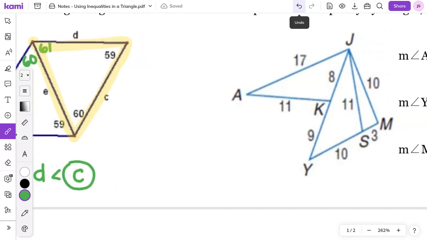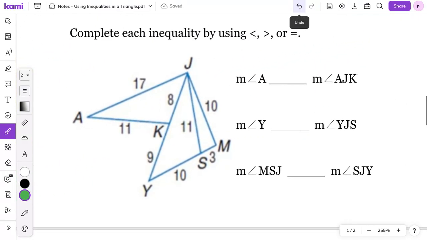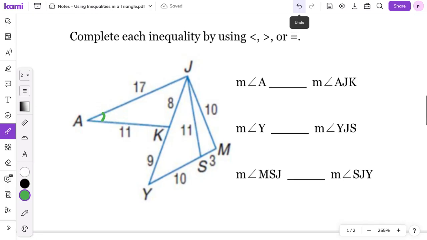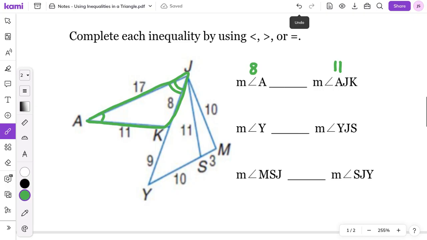All right, let's go with the converse of the theorem and find a way to complete each of these inequalities. So we're going to compare angle A and angle AJK, which is up here. If we focus just on this triangle, triangle AKJ, angle A is across from the side length that is 8, and angle AJK is across from the side length that is 11. So if it helps you, write those lengths right near the angles. That should help you see that angle A is less than angle AJK.